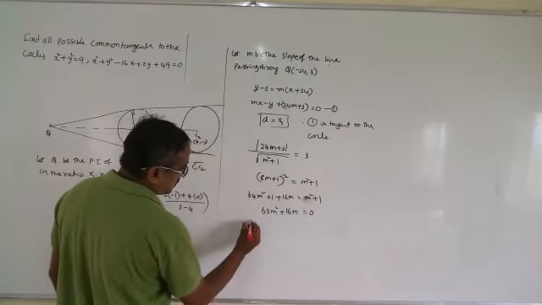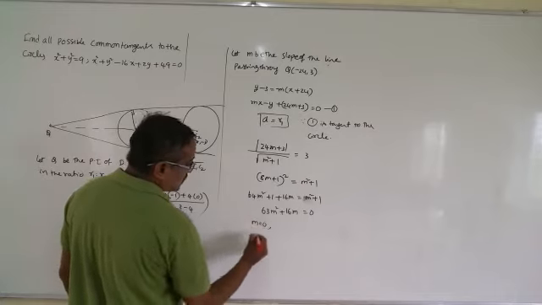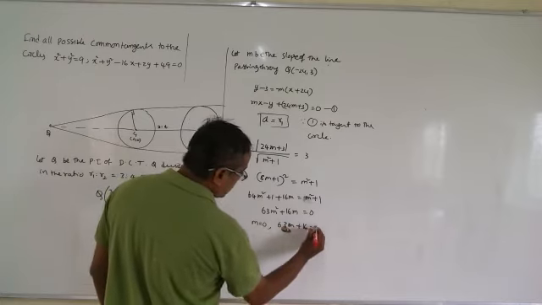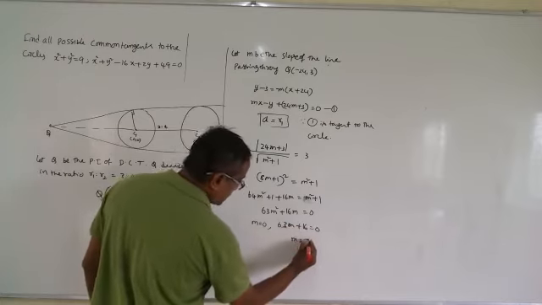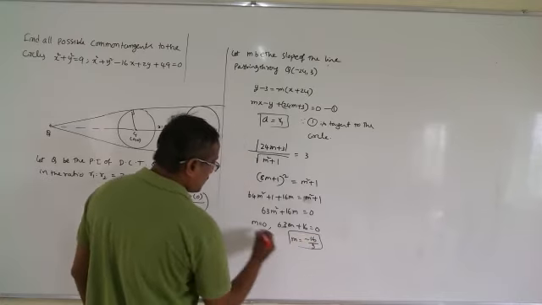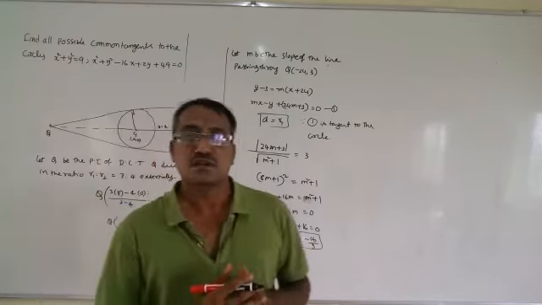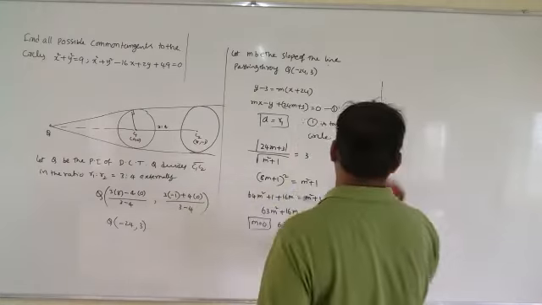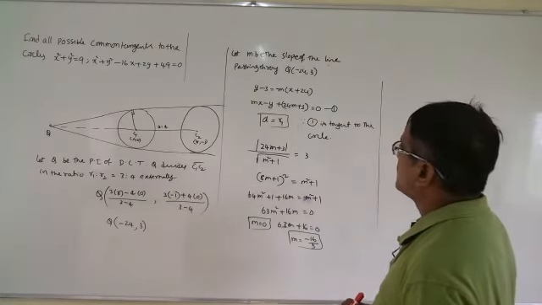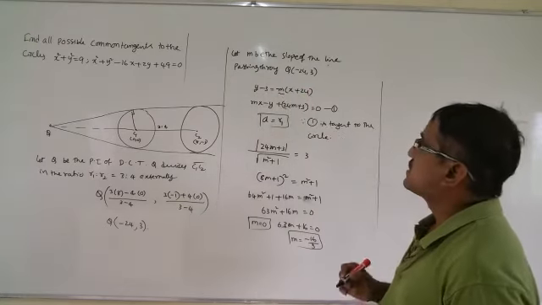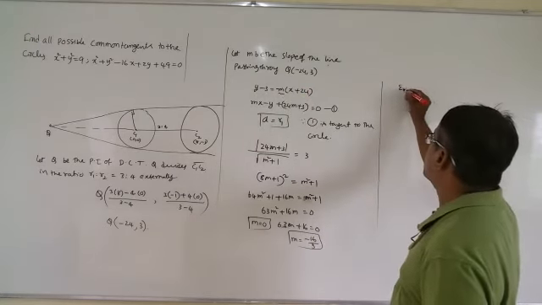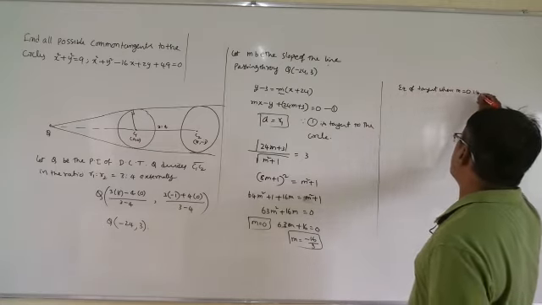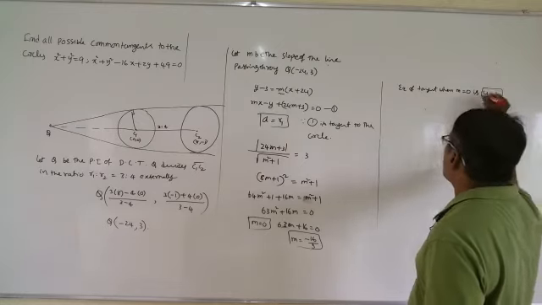And m is equal to 0, or 63m plus 16 is equal to 0. So you will get m is equal to minus 16 by 63. Now here you have two values of m. First one is m is equal to 0, second one is m is equal to minus 16 by 63. So m is equal to 0 means it is a horizontal line. So the equation of the tangent when m is equal to 0 is y is equal to 3, or y minus 3 is equal to 0.